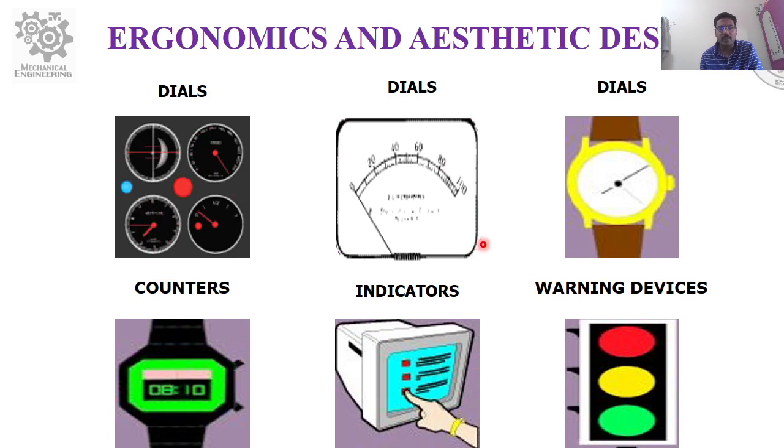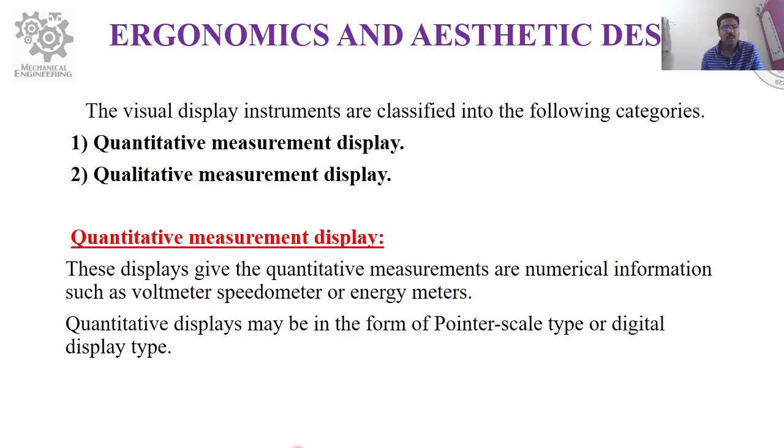So this gives you some information to the people in a society. This is called display units. And we go for the next one: the visual display instruments are classified into the following categories, depending upon the categories we are observing here. The first is quantitative measurement displays. The second is qualitative measurement displays.